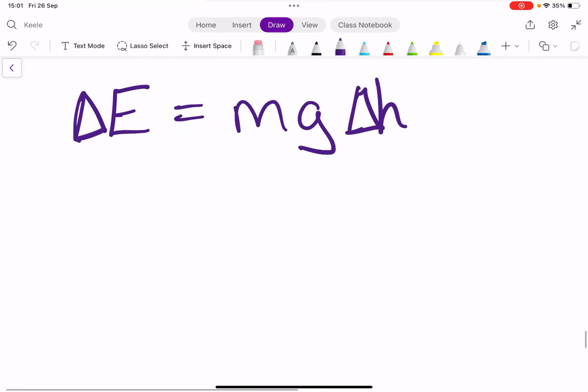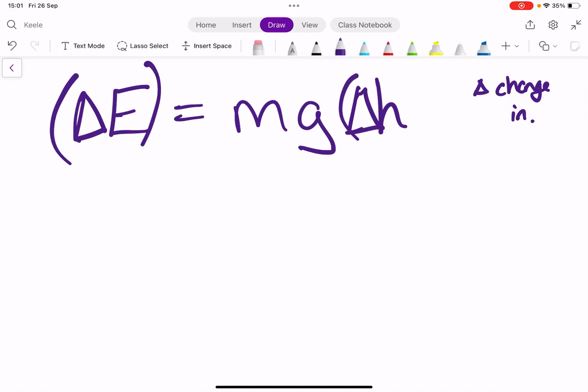Okay, let's look at, for example, potential energy. So this is delta E, or change in E, equals mg delta H. So the delta means change in. It's just a symbol that comes in front of a letter, so you can't separate delta out. It's an instruction that's attached to the letter. So let's say we want to rearrange this for any of the letters on the right-hand side. Let's just go for g.